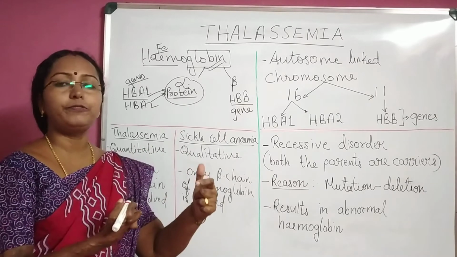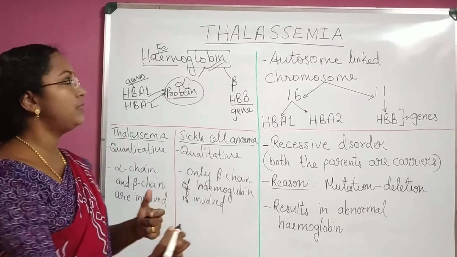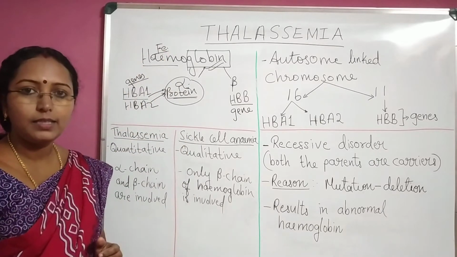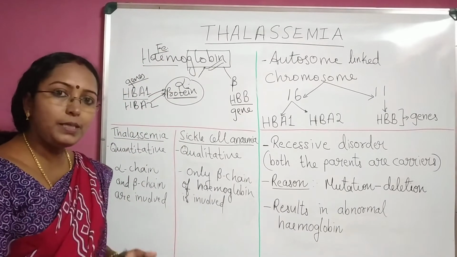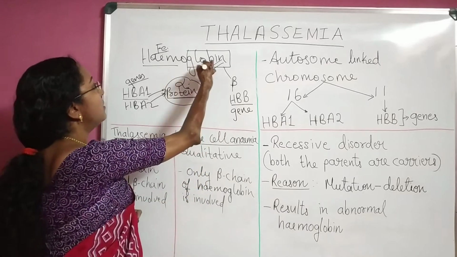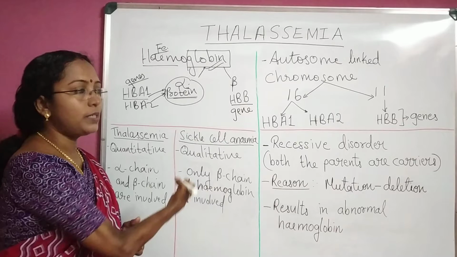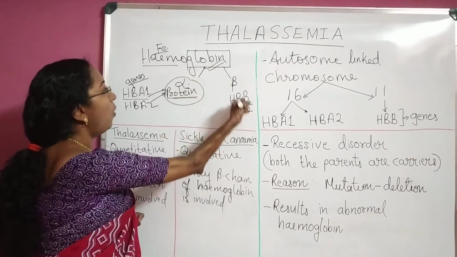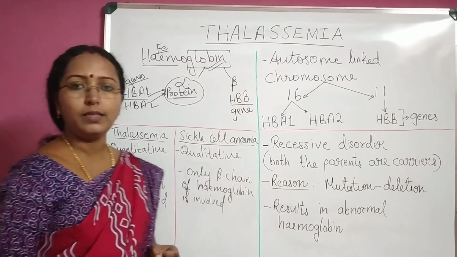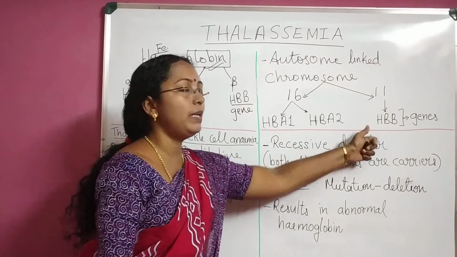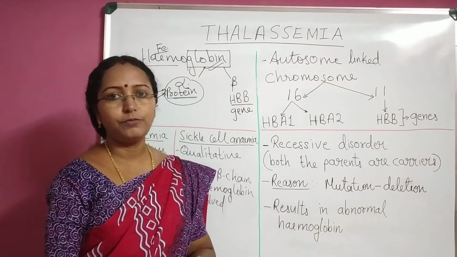Accordingly, its name differs. In simple terms, if we say anemia, it is because of the deficiency of iron. If it is thalassemia, it is because there is deficiency or reduced production of alpha globin or beta globin protein. And why is there reduced production? Because there is an abnormality in the gene for its production.